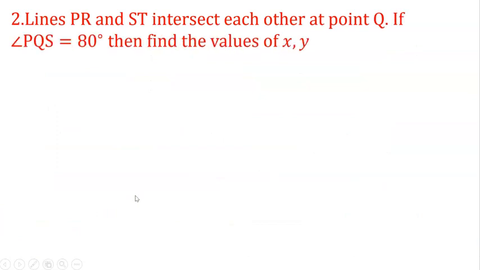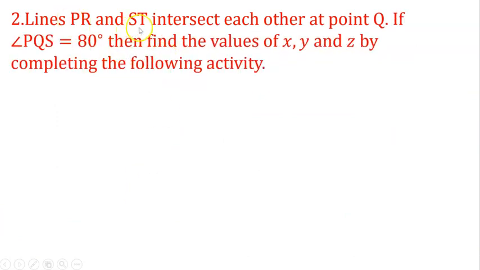Now next example. Lines PR and ST intersect each other at point Q. If angle PQS is equal to 80 degrees, then find the values of X, Y and Z by completing the following activity. Now the activity, see this here, line PR and line ST intersect each other at the point Q.